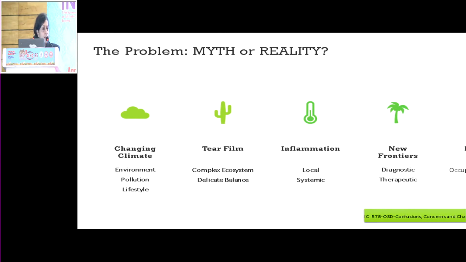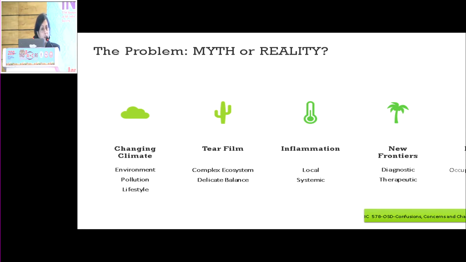The world is changing. There's a changing climate, not only around us, but also in our own lives. There's change in the environment, there's a lot of pollution, and there's also lifestyle changes. And how is the tear film exposed to this? It is a complex ecosystem, and though it's very much inside the body, it does engage a lot with the environment. You'll be surprised to know how day-to-day activities can affect the tear film. There is a very delicate balance. It's a very small ecosystem, but it's very, very tuned.